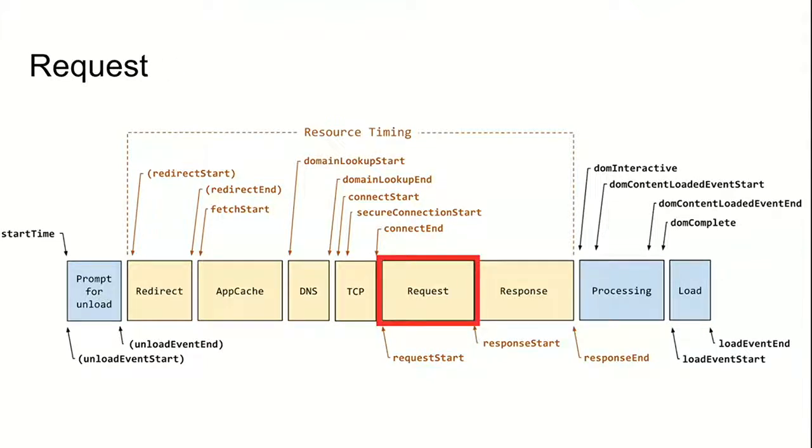So here you can see request is defined as the duration from the browser's perspective in between the time they make the request and they get that first byte back on the response. So from request start to response start. Response here is defined as the duration between the browser receiving that first byte and receiving that last byte. So from response start to response end.